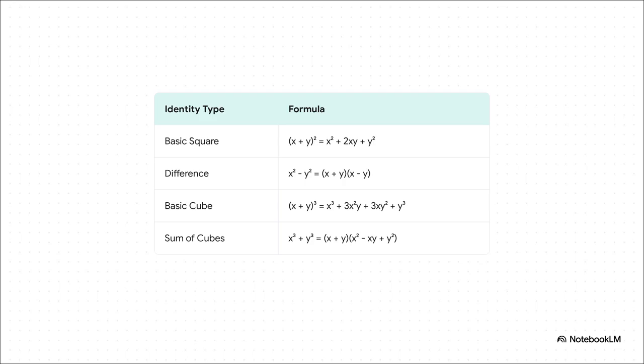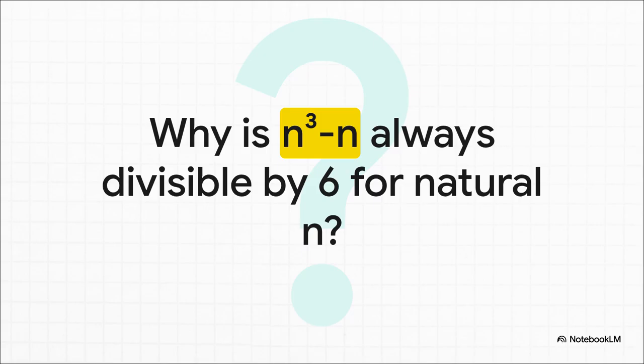grade 9 algebra. Before we go, I'm going to leave you with a bit of a brain teaser to test out your new skills. By factoring the expression, can you mathematically prove why n cubed minus n is always divisible by 6 for any natural number n? Here's a quick hint to get you started. Try factoring out the n first and see what identity reveals itself. I'll let you wrestle with that one on your own.